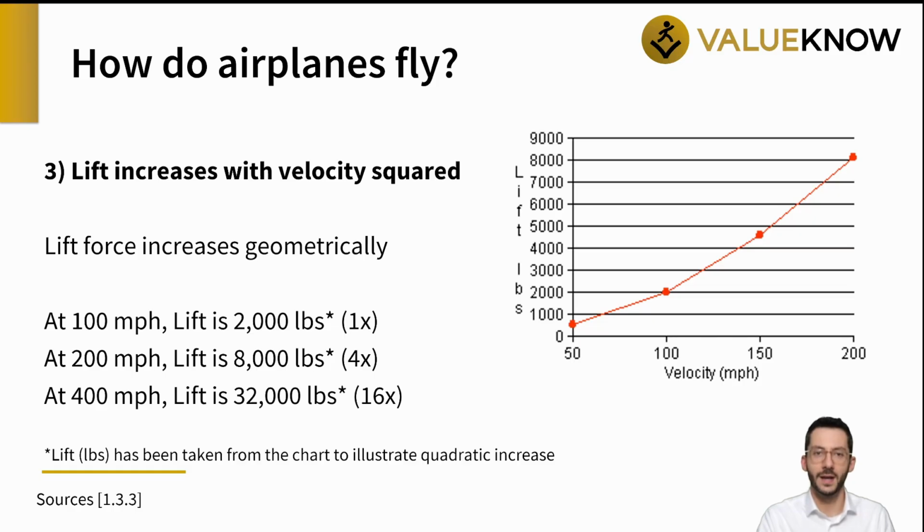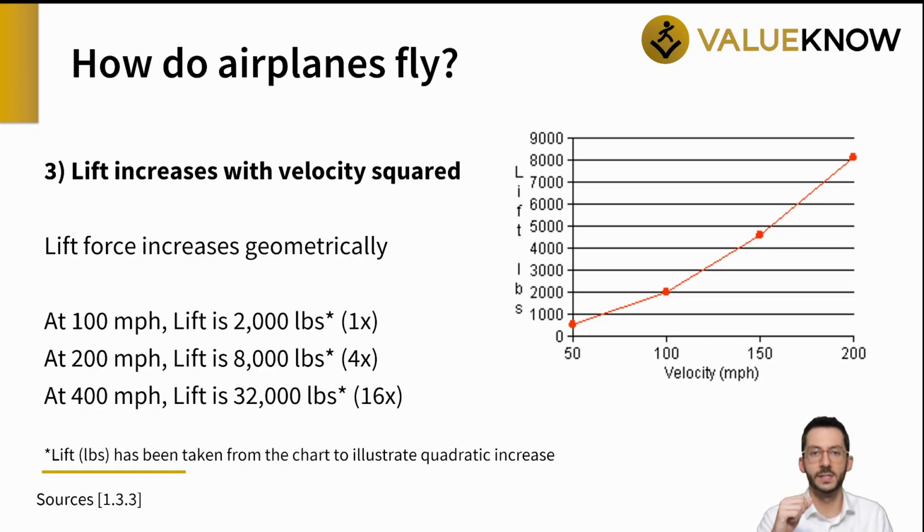Let us now discuss a third reason why airplanes fly. I personally think this is an underrated reason and is less known in general. So, lift increases with the velocity squared. This means that as the speed of an airplane doubles, the lift force is 4 times higher. Let's say we have an airplane moving at 100 miles per hour. The lift generated could be 2,000 pounds, which we consider as 1x.